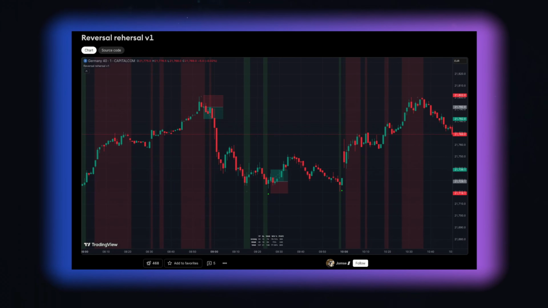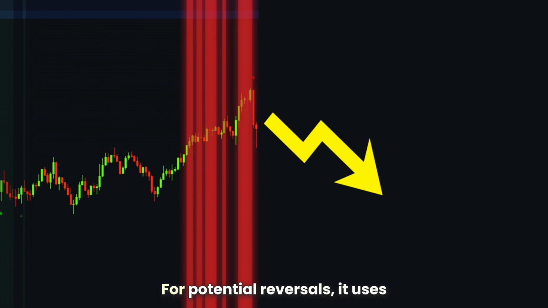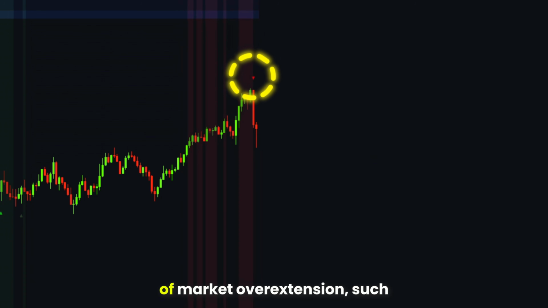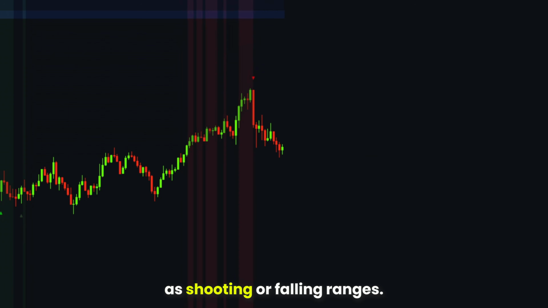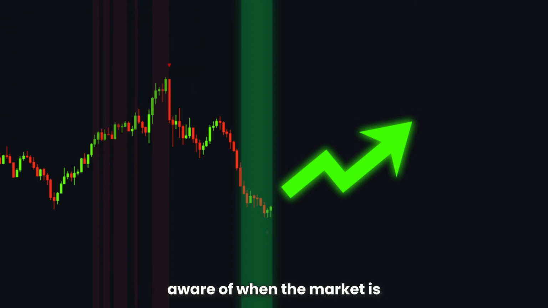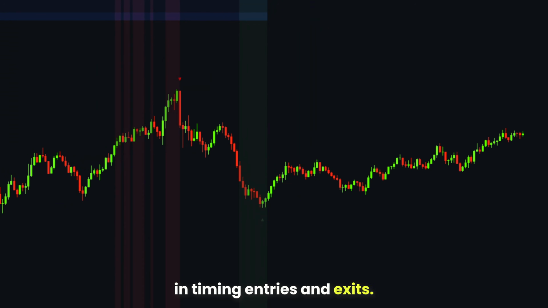Finally, let's uncover the fifth indicator, the Rehearsal V1. At its core, this professional indicator excels at detecting zones where momentum is building up for potential reversals. It uses RSI ranges to highlight moments of market overextension, such as shooting or falling ranges. This ensures that you're always aware of when the market is most likely to shift direction, giving you an edge in timing entries and exits.